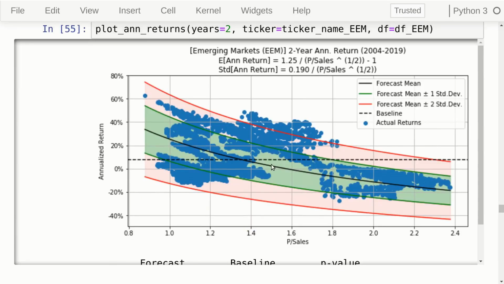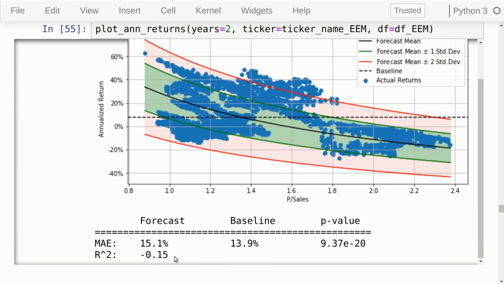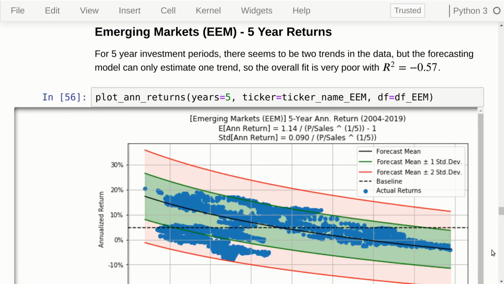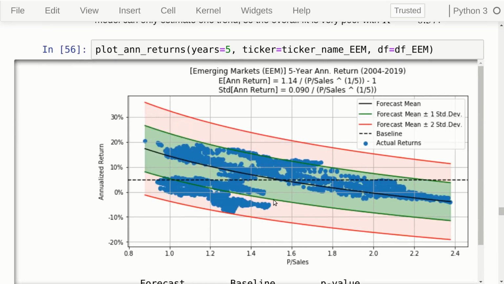And the plot still shows a quite poor fit, and the R-squared value is still negative with minus 0.15. So let's look at 5-year annualized returns, and this actually starts to look better. It looks like there is a trend in the data here, but our forecasted mean is a bit too low. But it also has a large cluster of outliers down here, which is perhaps another trend.